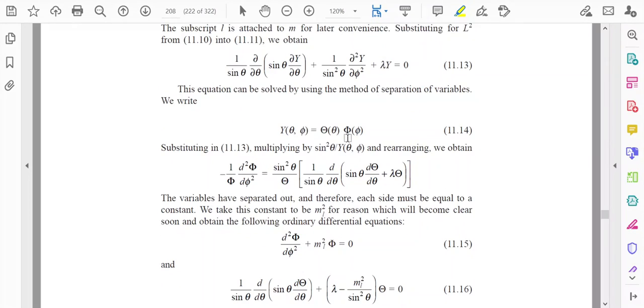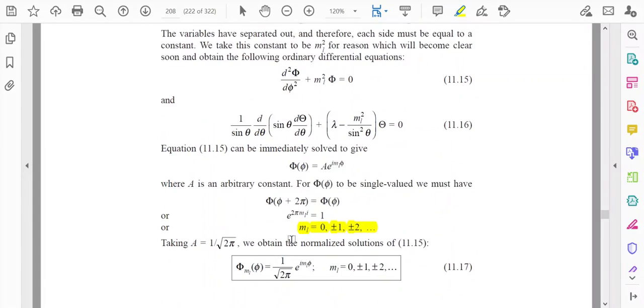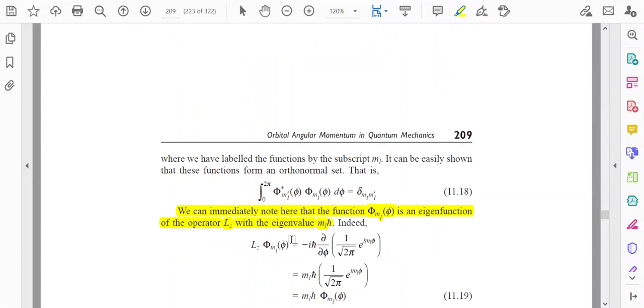Now we will evaluate the expression of theta, and if we are able to evaluate the expression for capital theta, then we can calculate the common eigen function Y. Y is the common eigen function for L square and Lz. Up to this step we have already calculated capital phi. In the next step we will calculate capital theta. So how to do that?